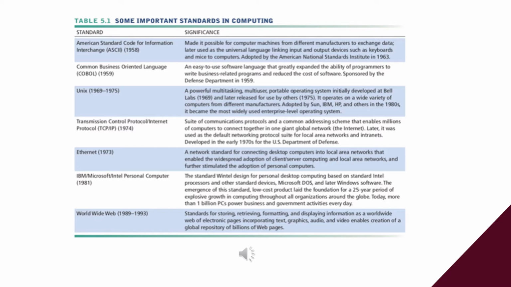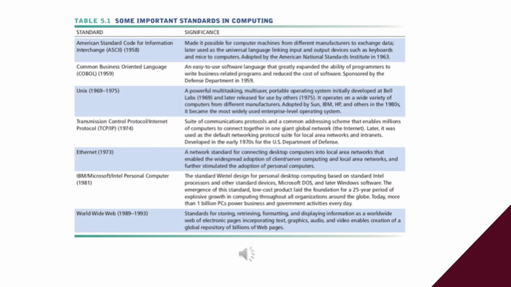Next is Unix, 1969 to 1975, a powerful multitasking, multi-user, portable operating system initially developed at Bell Labs. Next is Transmission Control Protocol or Internet Protocol, TCP/IP, year 1974. Suite of communications protocols and a common addressing scheme that enables millions of computers to connect together in one giant global network, or the Internet.